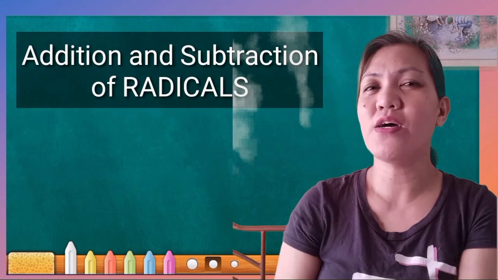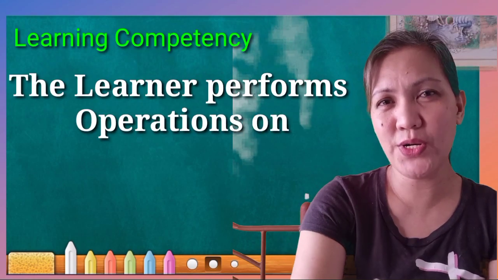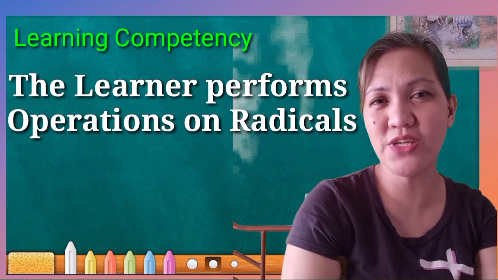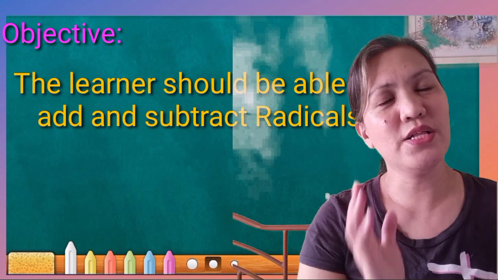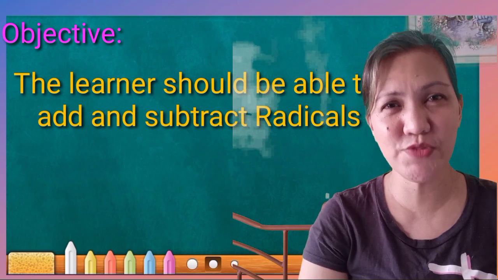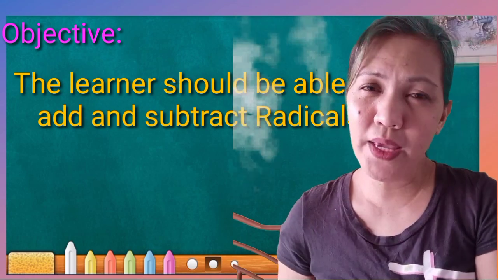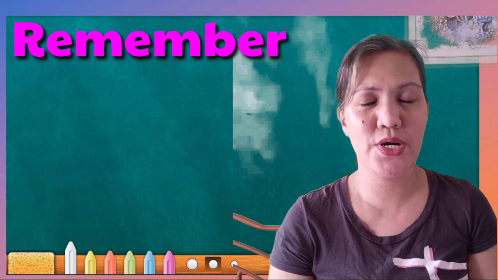For today's topic, ang i-discuss ko nga sa inyo ay addition and subtraction of radicals. For today's learner's competencies, the learner performs operations on radicals. For today's objectives, the learner should be able to add and subtract radicals. In performing addition and subtraction of radicals, there are factors that you need to remember.